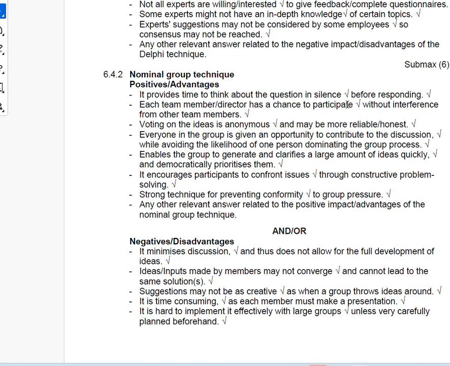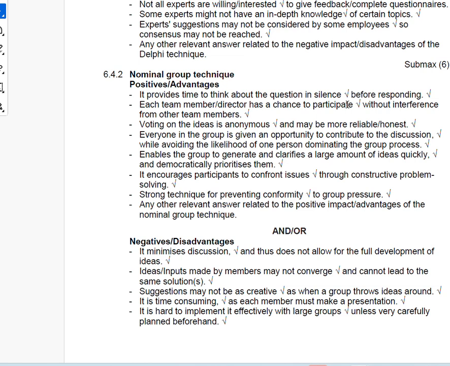The nominal is the same thing. Nominal group technique, you have positive and negative. My choosing technique is that you have a few for positive and a few for negative. However, if you feel more comfortable with the number that you have for positive, just address only positives. Or if it's negative, address only negative. However, here we look at both. Now, what are the positive aspects of this technique?